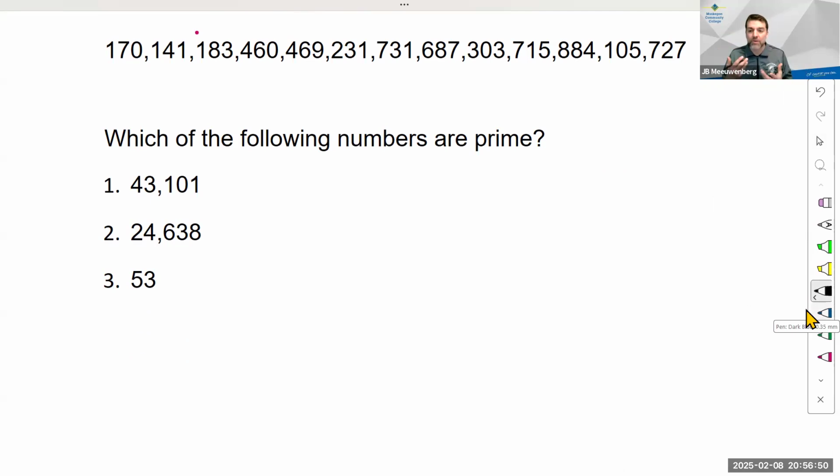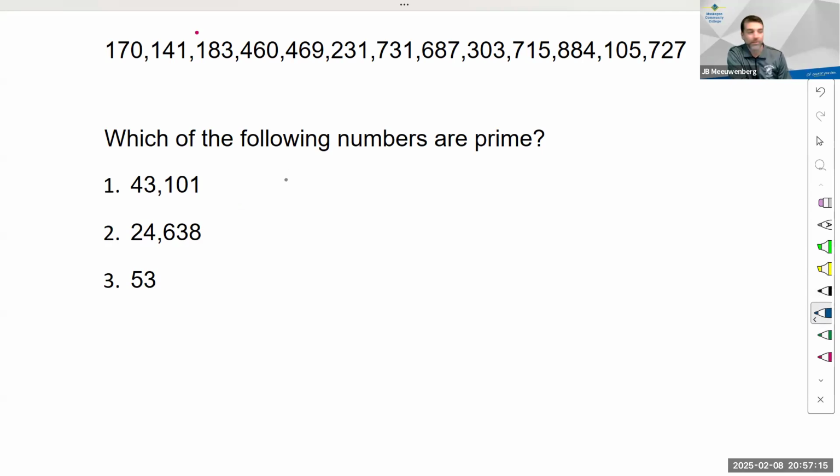It really comes down to divisibility. Can a number divide into those numbers? And didn't we just talk about in the previous video divisibility rules? Yeah. If that's now jogging your memory, maybe you pause and try these again. Number one, 43,101. Maybe you try some of those divisibility rules.